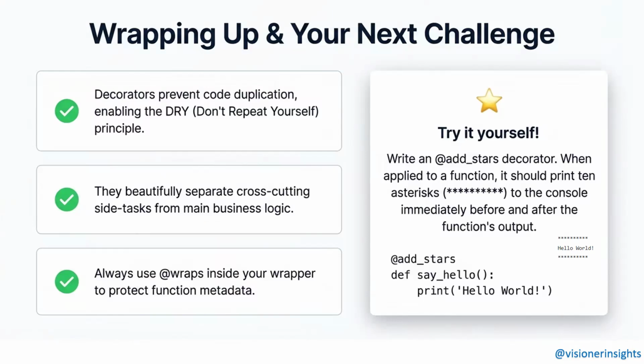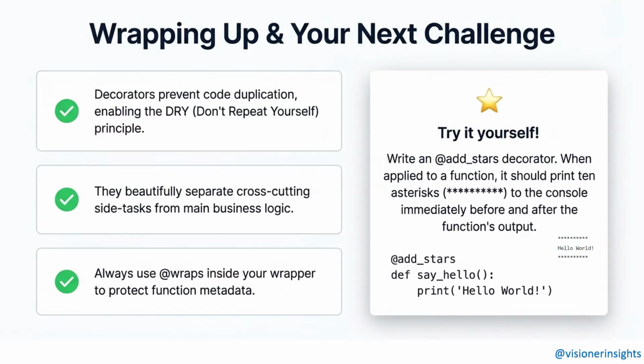Now it's time for a challenge. I want you to open up your editor and try writing an @addStars decorator. The goal is simple. When applied to a basic print function, it should print 10 asterisks immediately before and immediately after the function's output. Think about the wrapper shell we built today to help you solve it.